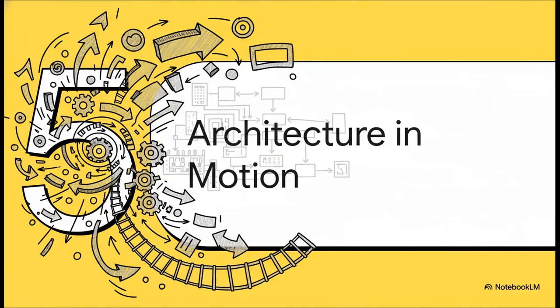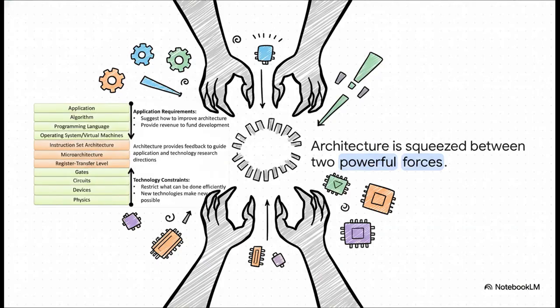Pretty cool, right? But here's what makes this so fascinating. That ladder, it's not set in stone. Not at all. It's constantly changing, constantly evolving. Think about it like this. Computer architecture is always getting squeezed between two massive forces. From the top, you have application requirements pushing down, always demanding more features, more speed. And from the bottom, you have technology constraints pushing up, limiting what's physically and efficiently possible to actually build. An architect's job is to innovate right in the middle of that squeeze.